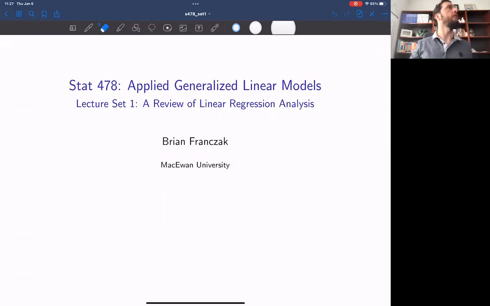All right, so our first lecture set, as I mentioned before, is going to be a crude summary of Stat 378. I'm just going to go over the main topics of the process of fitting a regression model in R. In our lab section next week, our first lab session, which is on January 12th, we'll actually look at how we would do this in R.